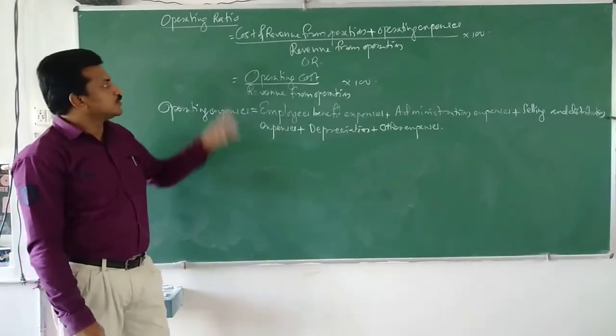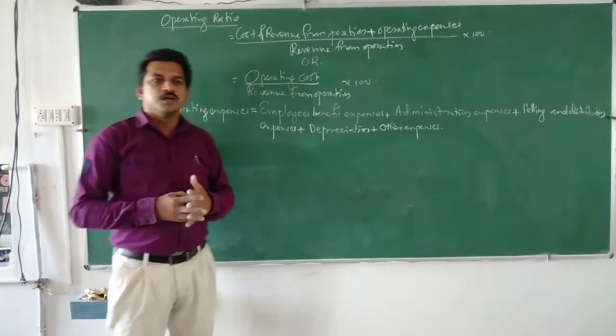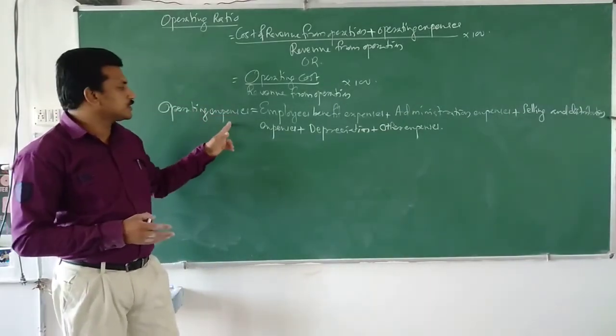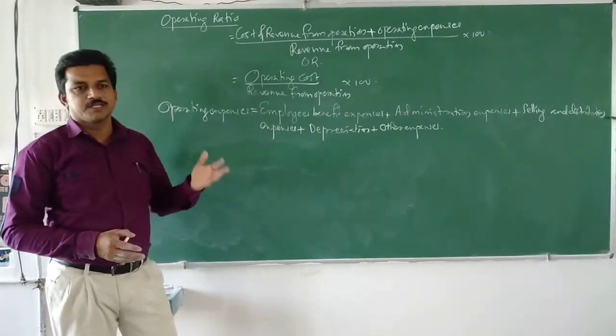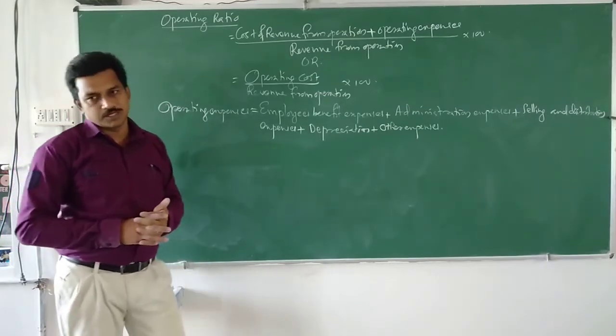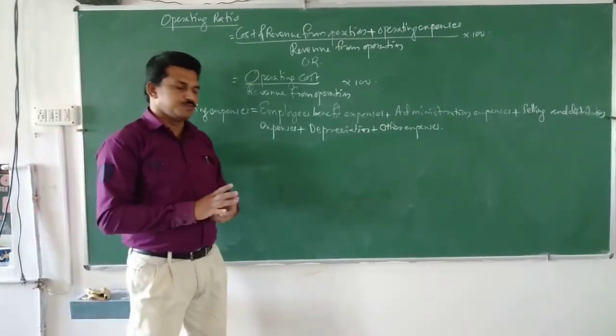Now so operating ratio is equal to cost of revenue from operation plus operating expenses divided by revenue from operations. Operating expense we can calculate like this, or we can say that operating cost divided by revenue from operation into 100. Okay, now let us solve the problem related to this.